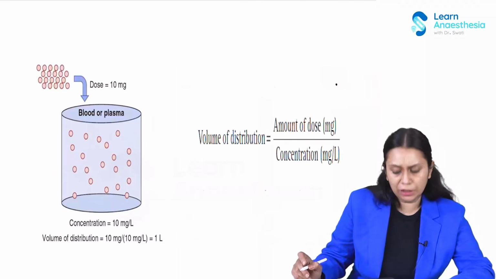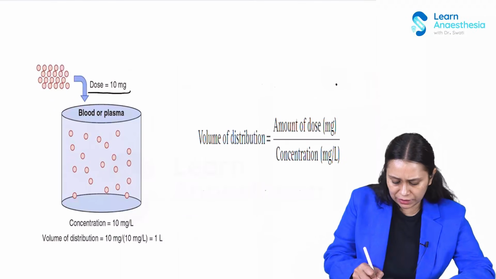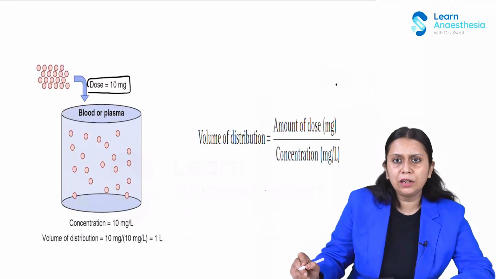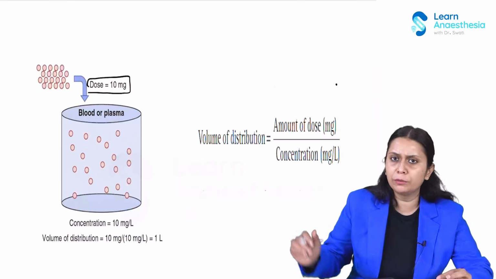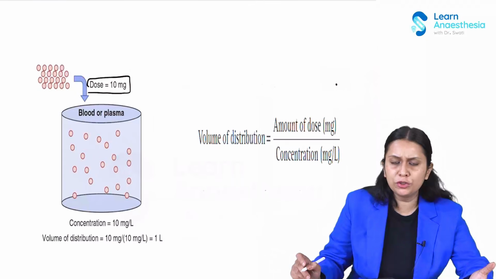Whenever we give a drug, the dose of drug, let's say I have given 10 milligrams, the drug goes into the intravascular compartment. Let's say it is a closed compartment, there is no elimination of drug, no removal of drug, and no movement of drug from this compartment. What would be the volume of distribution of the drug?